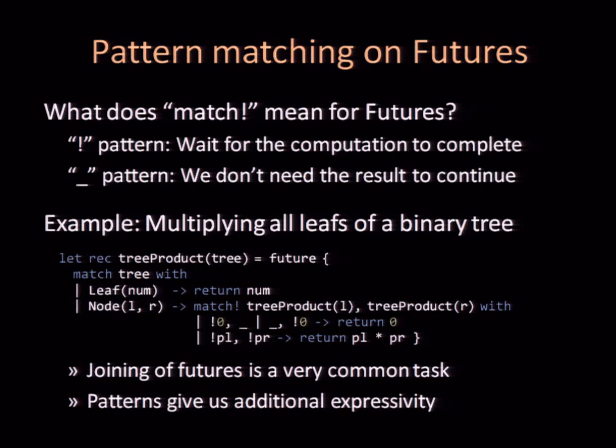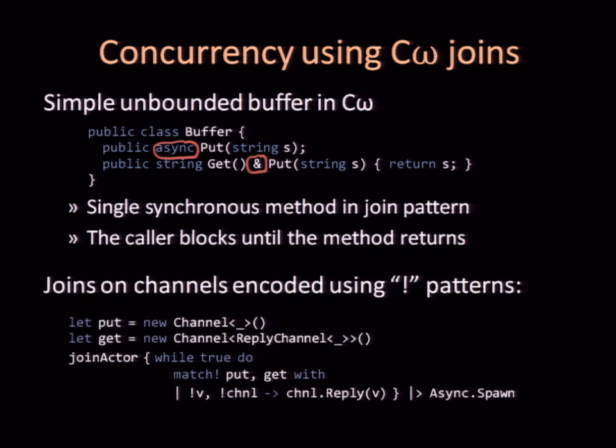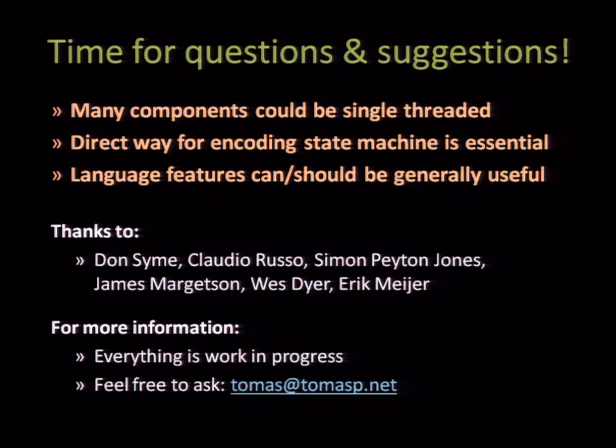And if the second one returned 0 while the first one is still running, then we can directly return 0, because that's what the result will be regardless of the second task. Yeah, so I'm going to skip this, but if you know Cω and join calculus, you can encode this using match! as well. Yeah, I'll be here, so you can ask.